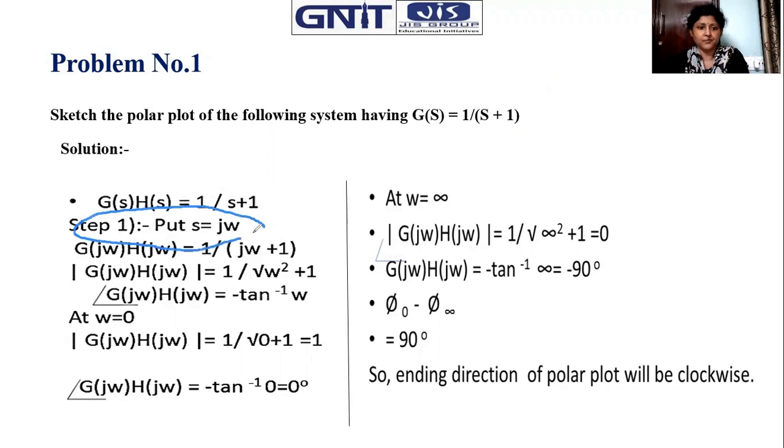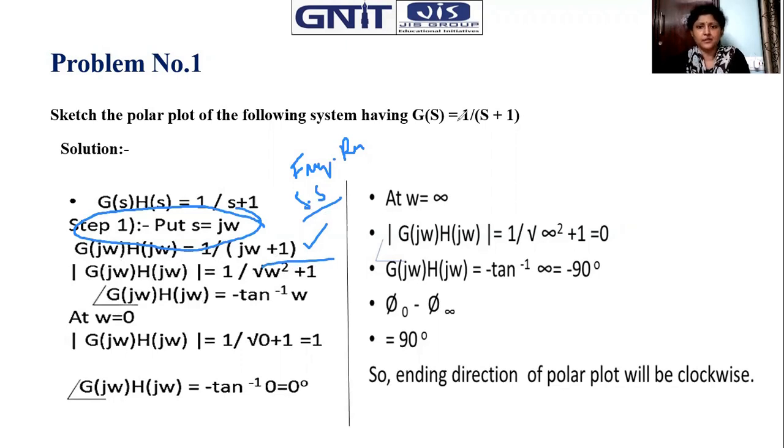First step is you have to put s equals to j omega, because we are basically going through the frequency response curve. Frequency response means we are considering the steady state response. So you are putting here G(j omega) equals 1 divided by j omega plus 1. What is the magnitude and what is the phasor part, that you have to obtain. The magnitude part is equal to 1 divided by root under omega square plus 1, right?